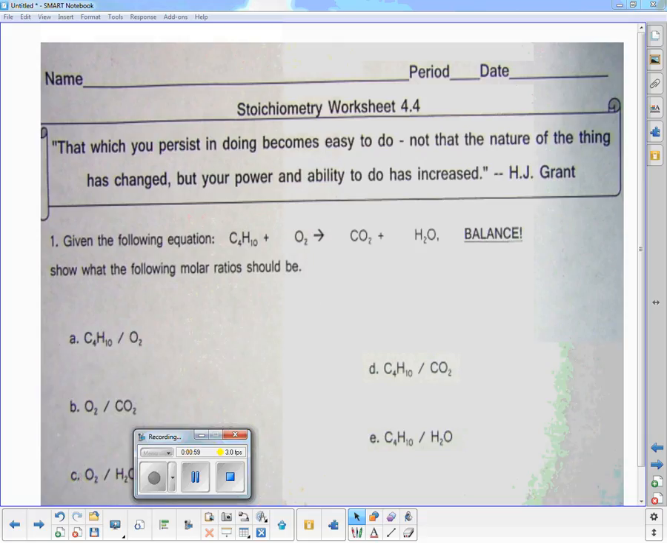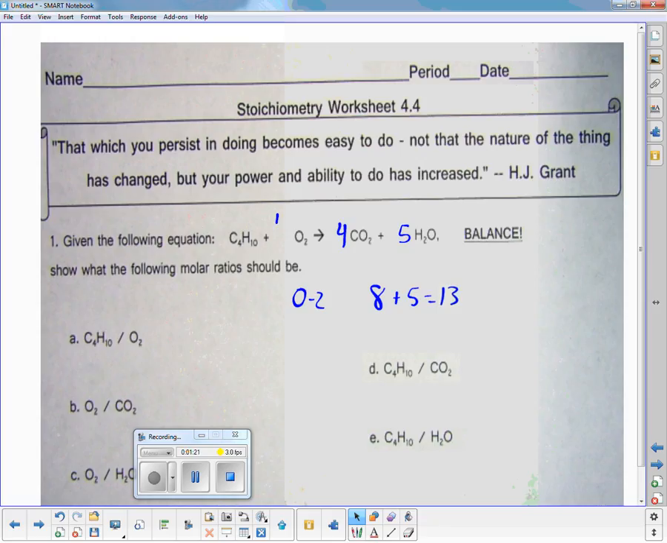So if you have 4 carbons, you need 4 carbons, so you would put a 4 here. You have 10 hydrogens, you need 10 hydrogens, you put a 5 here. Now as you're looking at your oxygens, you only have 2 on this side, but you have 8 plus 5, which is 13 on this side. Anybody remember the trick? Fraction for just a second. 13 halves will balance it, right? But I can't leave the half there, so what do we do? Times everything through by 2.